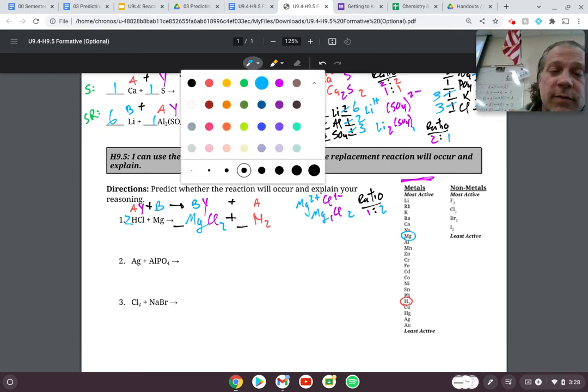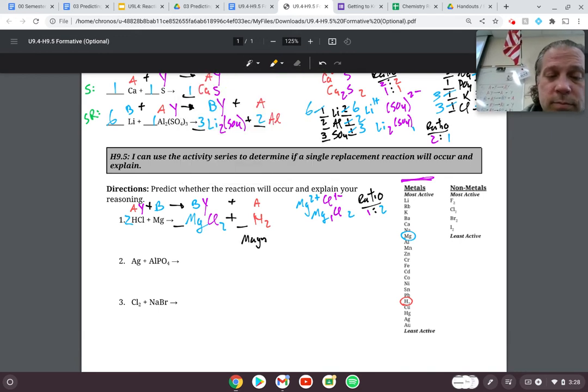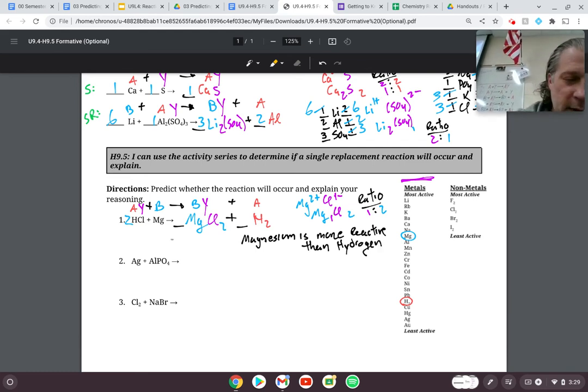But the other part of this situation is we have to explain how we knew the reaction was going to occur. And in this case, our reasoning could be the reaction occurs because magnesium is more reactive than hydrogen, so the reaction occurs. So I could put the reaction occurs because magnesium is more reactive than hydrogen.